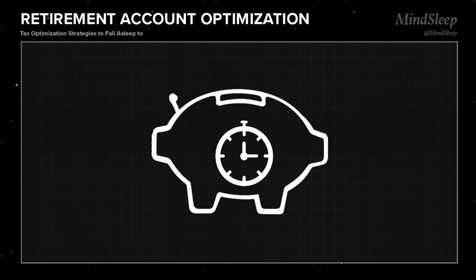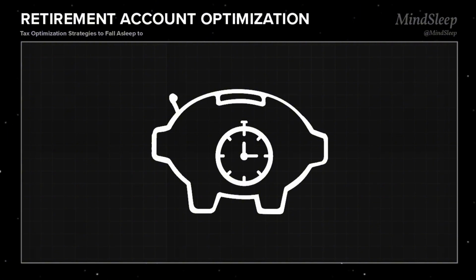Traditional accounts offer immediate tax deductions, but tax your withdrawals in retirement, while Roth accounts are funded with after-tax dollars, but provide tax-free growth and withdrawals. This simple distinction forms the basis of a complex decision-making process that can significantly impact your long-term financial health.